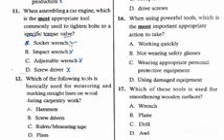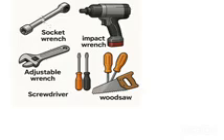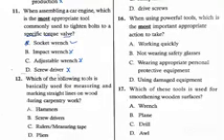Let me show you again how a socket wrench looks like. So here is the socket wrench. So this is the most ideal tool to tighten a bolt to a specific torque value. So to continue with question number 12.